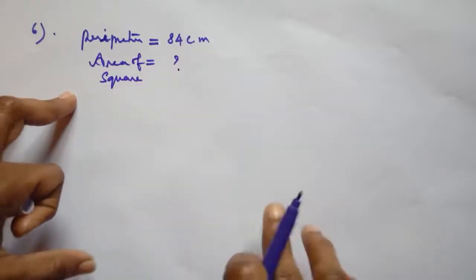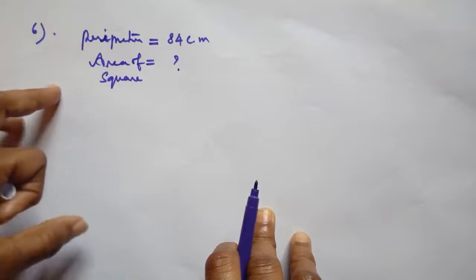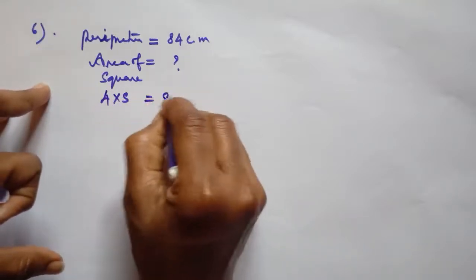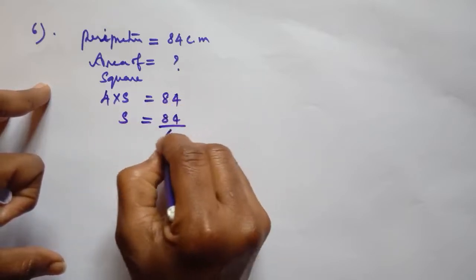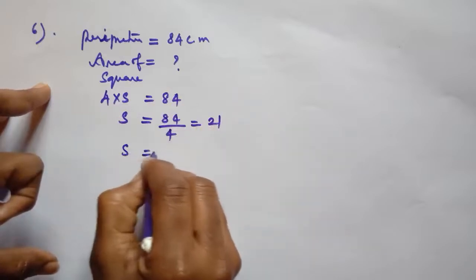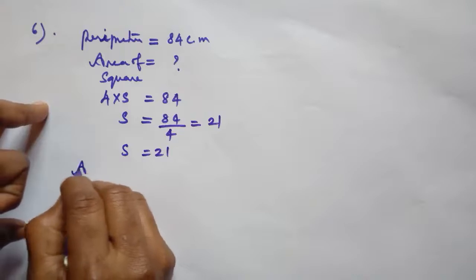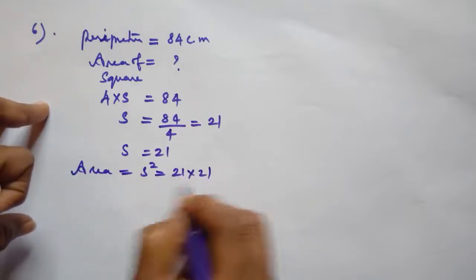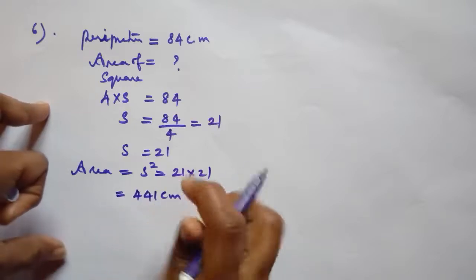Students listen, how do you find it? Perimeter is equal to 84 centimeter. So what is the formula? 4 into side is equal to 84. So here side is equal to 84 divided by 4. If you cancel it, then 21. Side is equal to 21. Then area of square is equal to s square. So that is equal to 21 into 21, that is equal to 441 centimeter square.